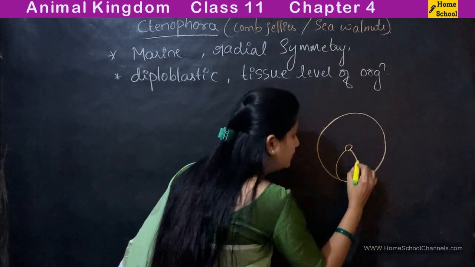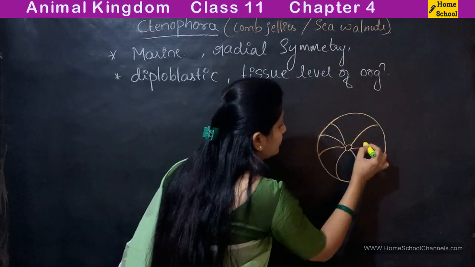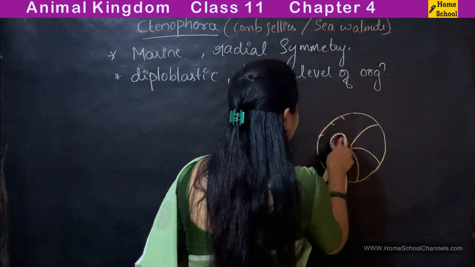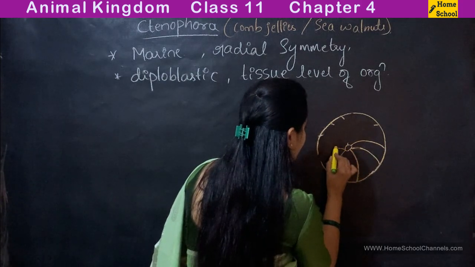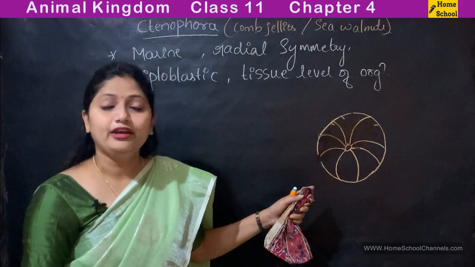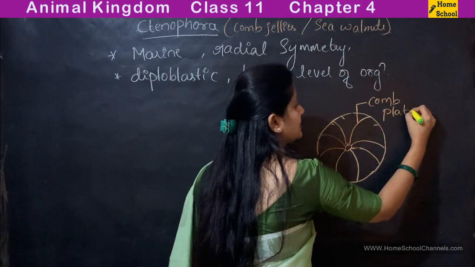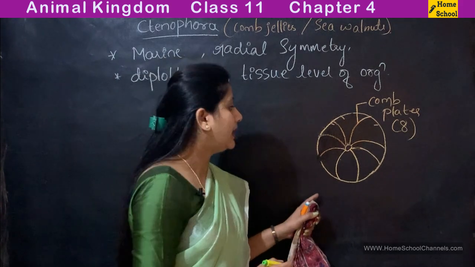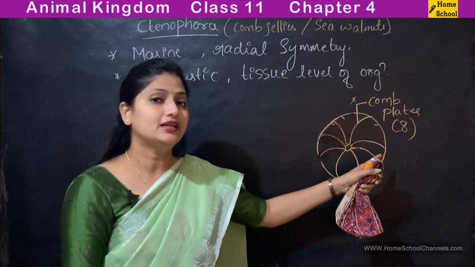So we'll draw it. One, two, three, four, five, six, seven, and then 8. These 8 filament-like structures are called comb plates. They are 8 in number, and this is one of the important features of the members of Ctenophora. You have to remember that there are 8 comb plates present in the members of Ctenophora.